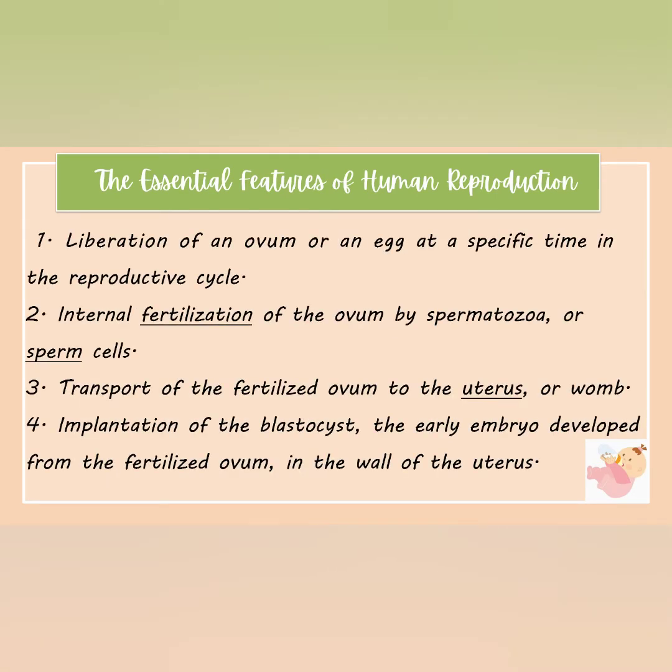First, liberation of an ovum or an egg at a specific time in the reproductive cycle. Second, internal fertilization of the ovum by spermatozoa or sperm cells. Third, transport of the fertilized ovum to the uterus or womb. Fourth, implantation of the blastocyst, the early embryo developed from the fertilized ovum, in the wall of the uterus.